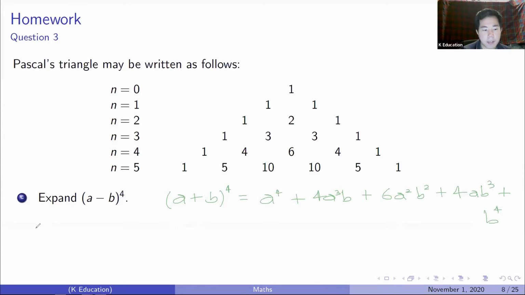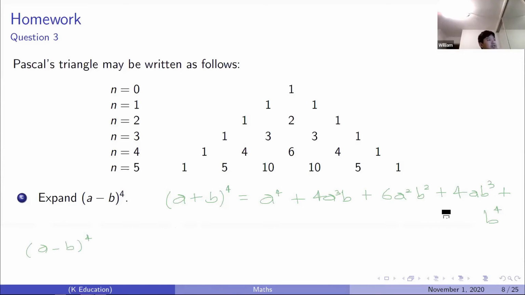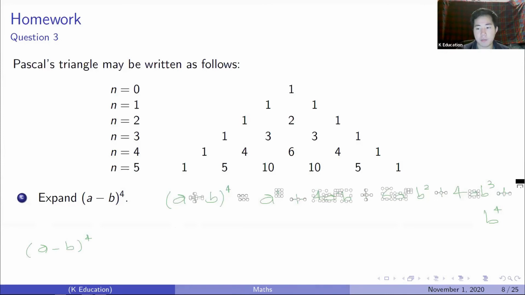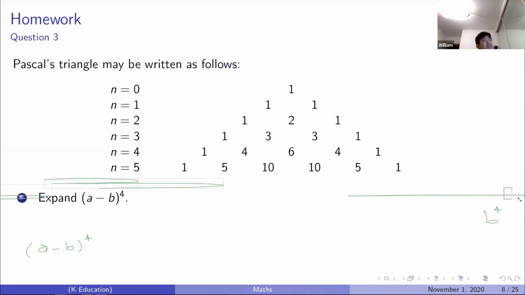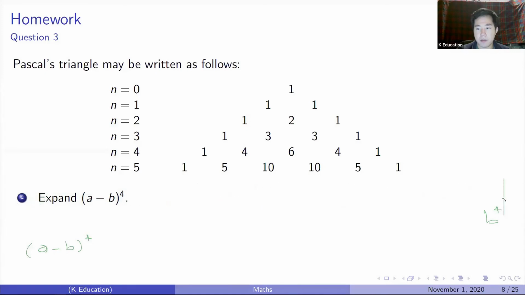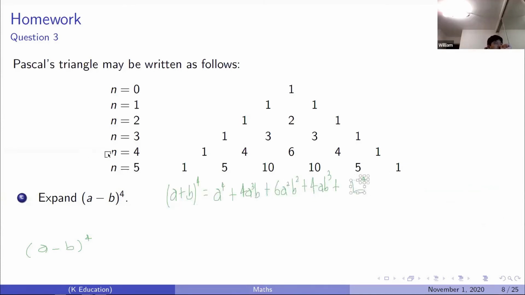So how do I use that to expand (a - b) to the power of 4? What changes and what stays the same? Some things turn negative. And how do you tell which becomes negative? I think it's anything that's multiplied by minus b. It'd be like, for example, a times minus b, that'll be negative. Okay, so look at the left-hand side.